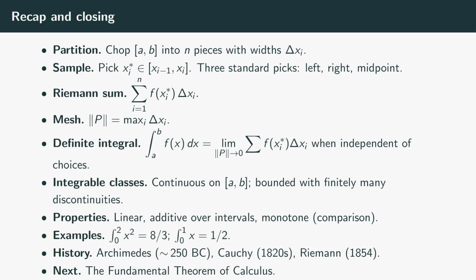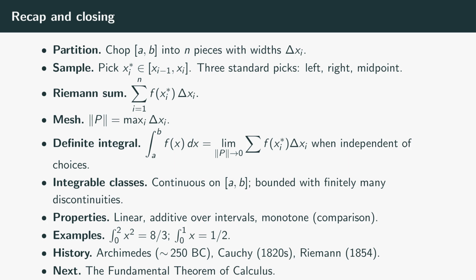Continuous functions are always integrable. So are bounded functions with finitely many jumps. Pathological things like the Dirichlet function aren't. The integral is linear, additive over intervals, and respects pointwise comparisons of functions. We worked 2 examples by hand. The integral from 0 to 2 of x squared equals 8/3 via the sum of squares formula, and the integral from 0 to 1 of x equals 1/2 via Gauss's trick, sanity checked against the triangle area.